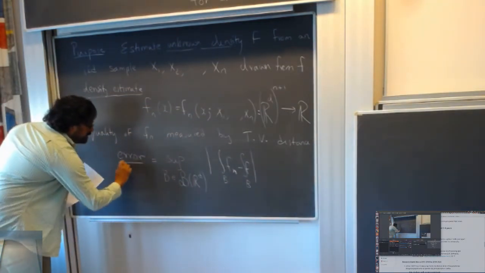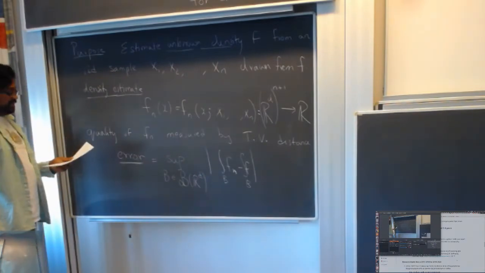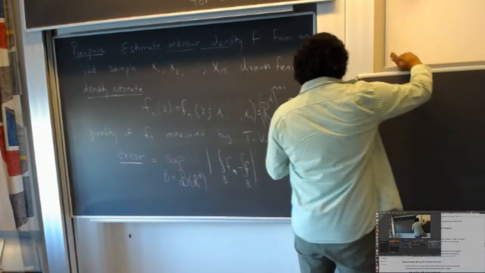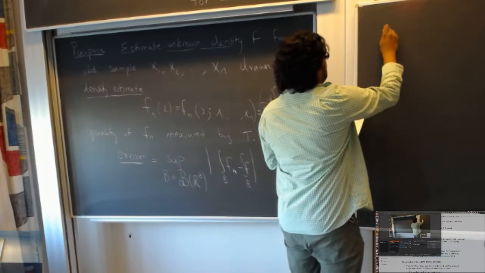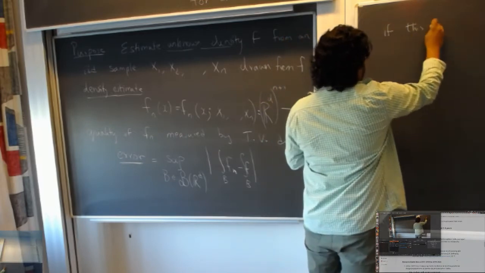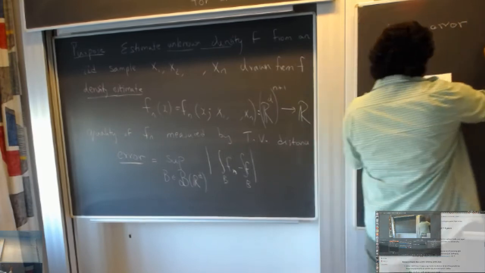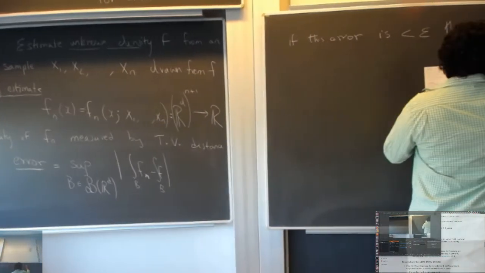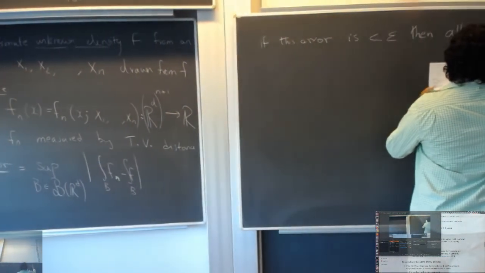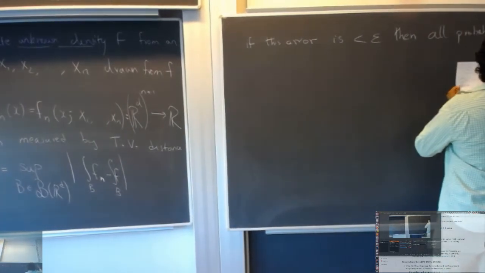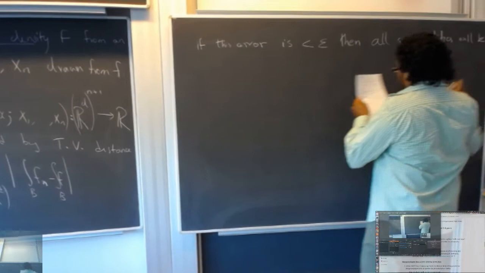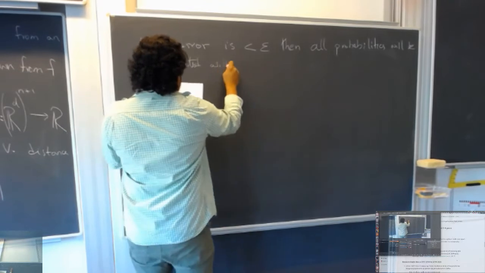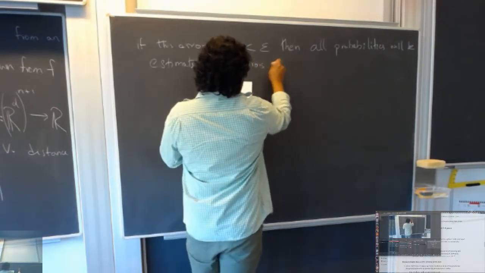So why do we want this as our quality measure? This is because if this error, let's start here, so if this error is less than epsilon, let's say, then automatically all probabilities will be estimated with errors not exceeding epsilon.